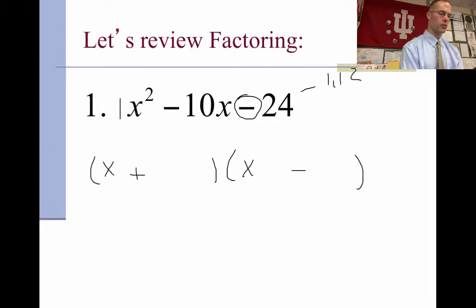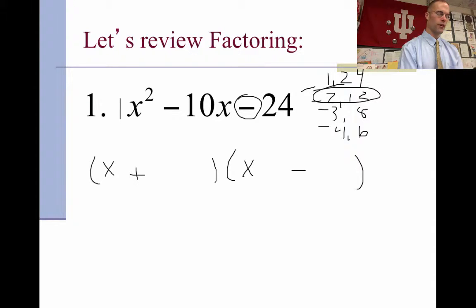So you've got 1 and 24. You've got 2 and 12. You've got 3 and 8. And you've got 4 and 6. Now remember, you want negative 10. So the numbers that are going to give us negative 10 when you have a plus and a minus would be 12 and 2. So we need a negative 12 and a positive 2 to give us negative 10.